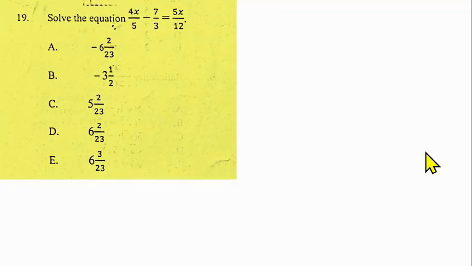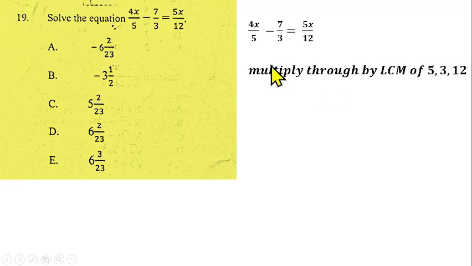Question number 19 is from the algebraic fraction. We have to solve the equation 4x over 5 minus 7 over 3 equals 5x over 12. So we have to solve this equation and find the value of x. The best way to go about it is to find the LCM of 5, 3 and 12, then multiply through by the LCM. The LCM of 5, 3 and 12 is 60.